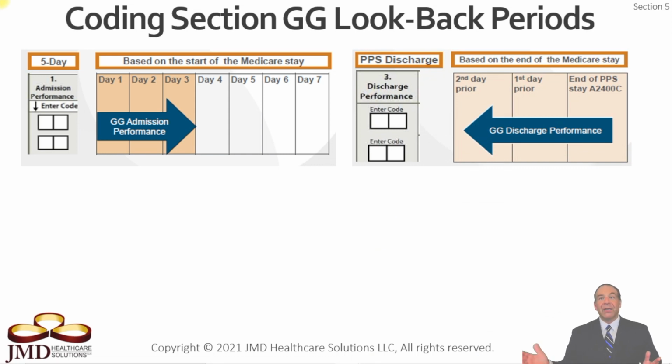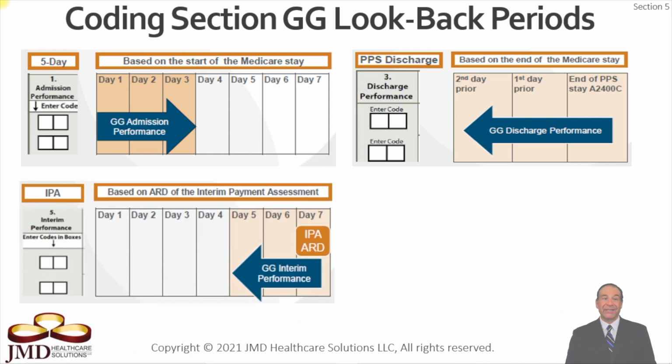Now, when they leave, it's 3 days back from the end of the PPS stay. If they're an unexpected discharge, you don't have to do this. If they go out to the hospital, obviously you didn't know it was happening. If they go AMA, you didn't know it was happening. So it's those expected, anticipated discharges that this is required for. So 3 days from when they get there, 3 days before they leave. Gives you really an idea.